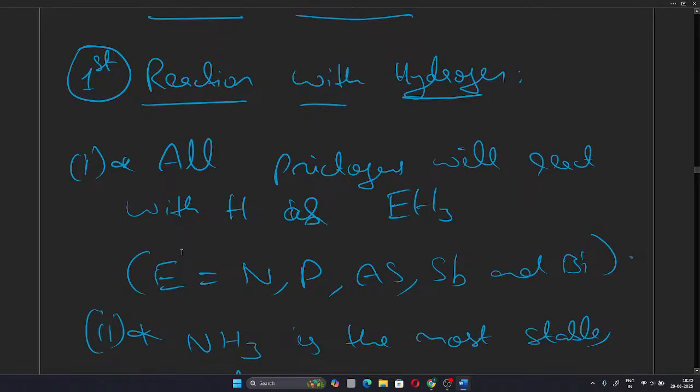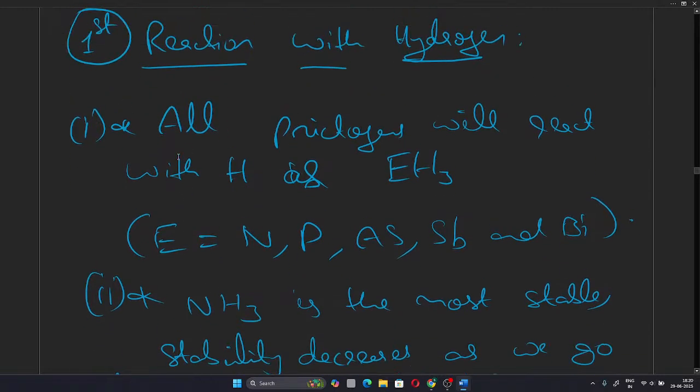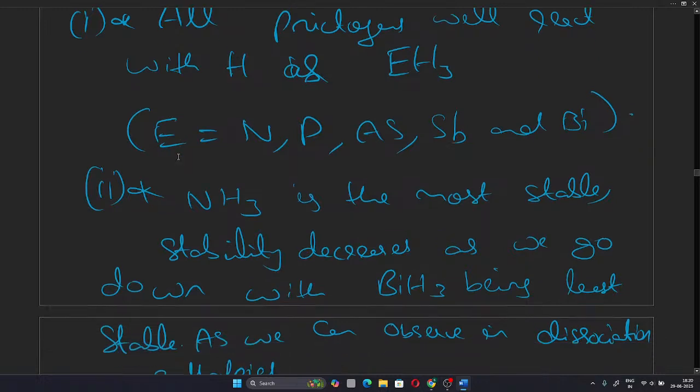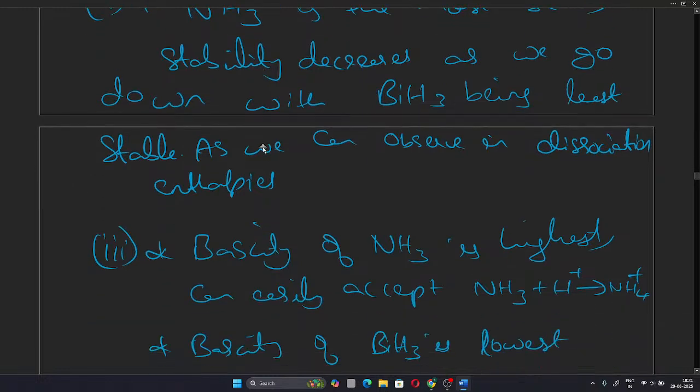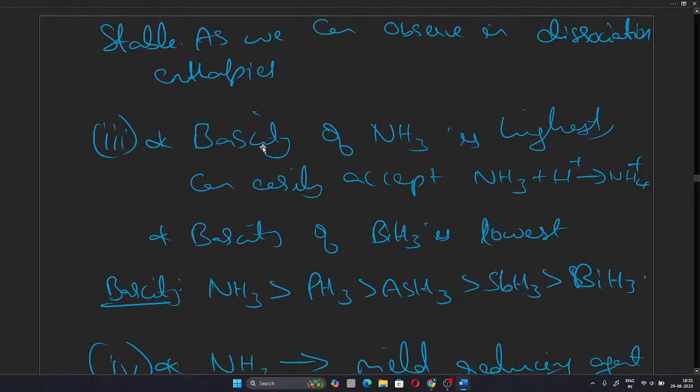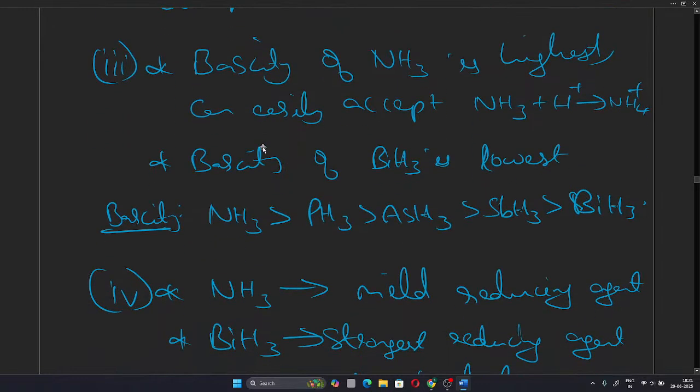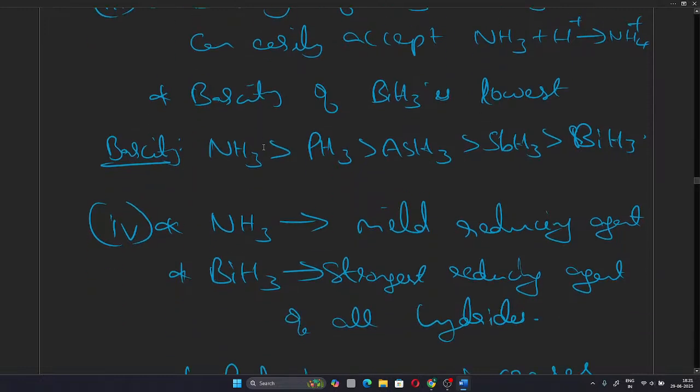Chemical properties, reaction with hydrogen: all the elements will react with hydrogen to form EH3, and ammonia is the most stable. Stability decreases as we go down, with bismuth trihydride being the least stable, as we can observe in dissociation enthalpies. Basicity of NH3 is highest, as it can easily accept H+ to give NH4+.